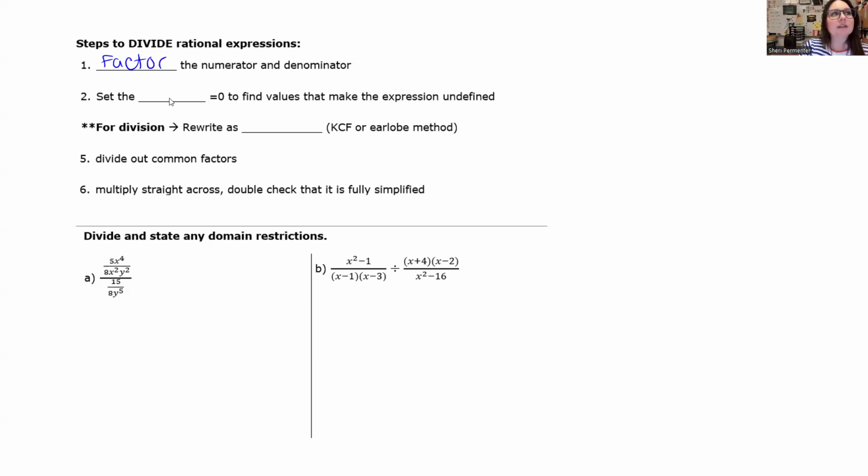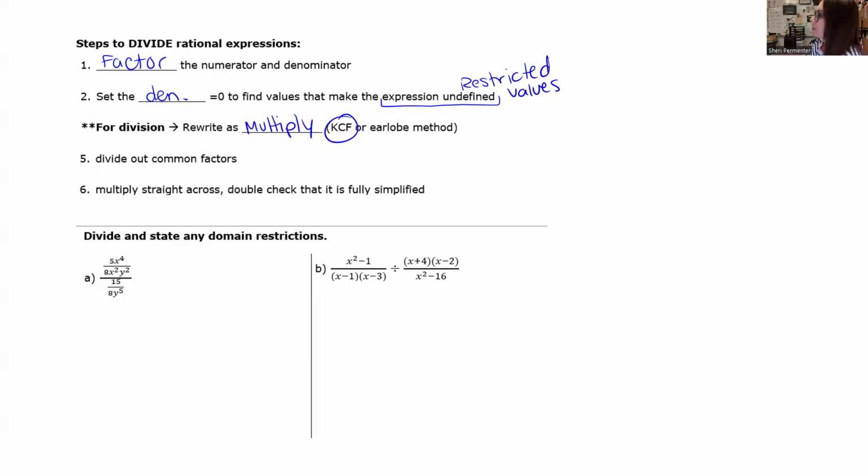We still have to set the denominator equal to 0 and find undefined values, or values that make the expression undefined, and we call those restricted values. And then we're going to treat it like a division problem. And when we have division problems, we keep, change, flip, which means we're going to rewrite as multiply.